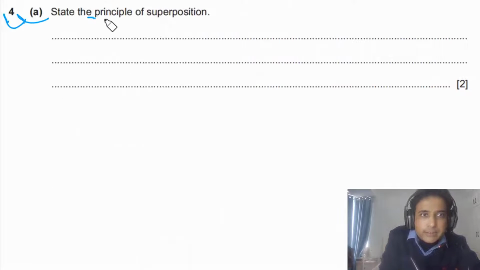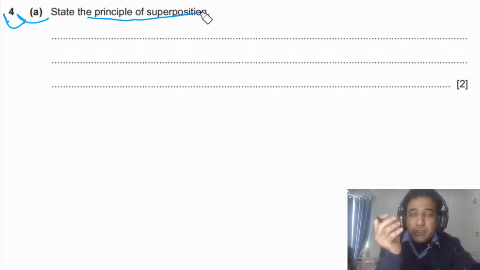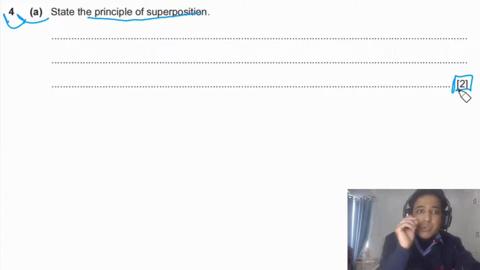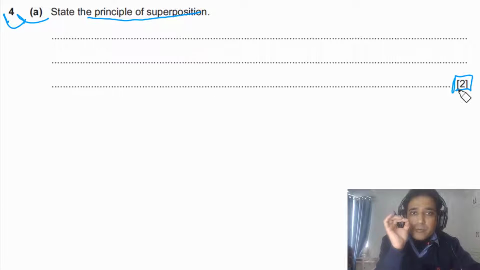Question 4 part A says, state the principle of superposition. This question is a typical question you will see in almost 70% of past papers. So you need to understand how to state principle of superposition in a proper way so you can get 2 marks. In order to define principle of superposition, you can say when two waves meet at a point, the resultant displacement of resultant wave is the vector sum of individual displacements of individual waves at that point.